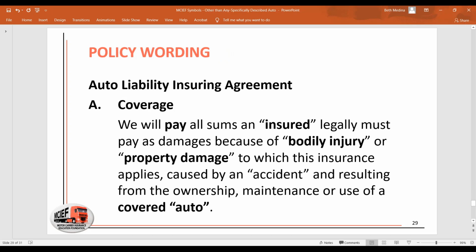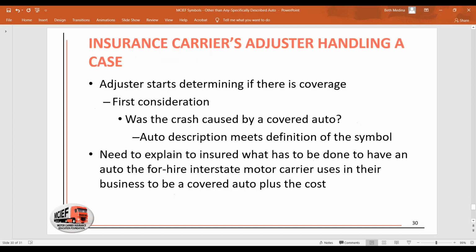So again, in conclusion, for all these symbols, the important part to make the auto liability insurance agreement respond when a crash happens is that the accident must be the result of the ownership, maintenance, or use of a covered auto. That's why these symbols are so important, and we need to understand this, and the insured needs to understand that. So when the adjuster first determines if there is coverage, the first consideration is: was the crash caused by a covered auto? Does the auto described meet the definition of the symbols?